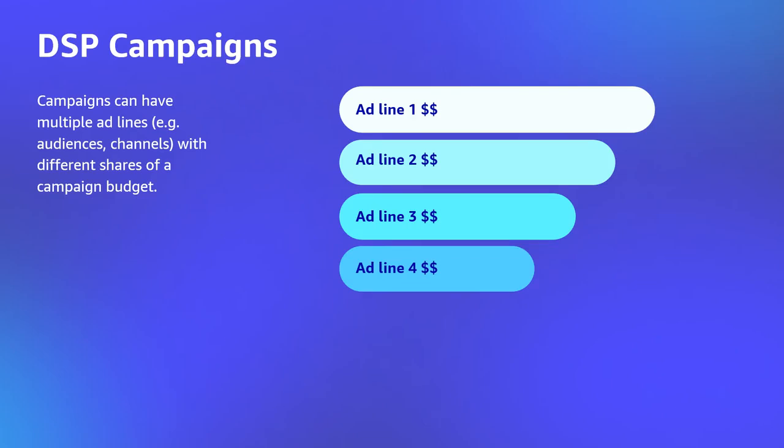When an advertiser uses a DSP, they set up a campaign. A campaign will have a marketing objective, and it will use different tactics, such as different audiences and channels, to reach and achieve the objective. Each ad line may have a different budget, and the budget will be based on how the campaign will best achieve its objective.